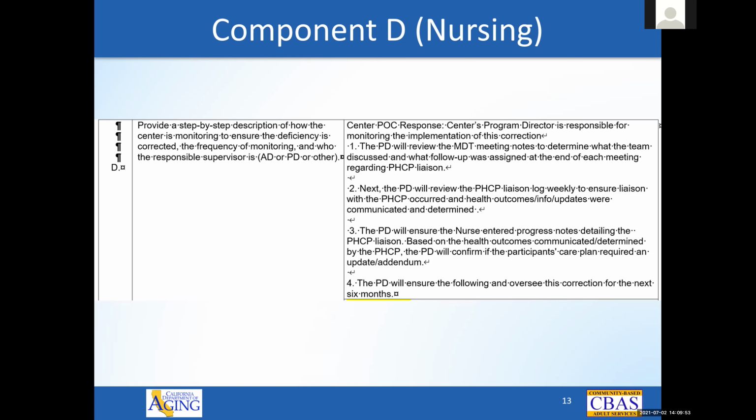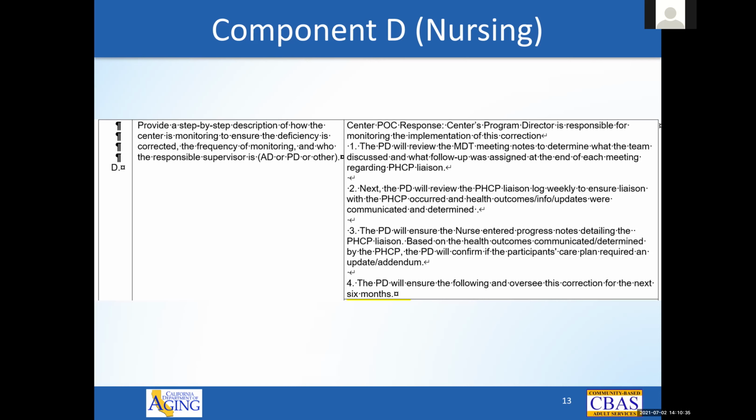Next, the program director will ensure the nurse entered progress notes detailing the primary healthcare physician liaison. And based on the health outcomes communicated and determined by the primary healthcare physician, the program director will confirm if the participant's care plan required an update and/or addendum. Lastly, the program director will ensure the following and oversee this correction for the next 6 months. Some elements I want to highlight that make this response suffice are: it displays a systematic approach to ensure the implementation of the correction is monitored. It gives a frequency and how long the monitoring process will occur.